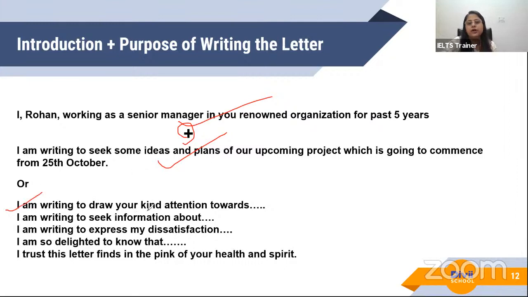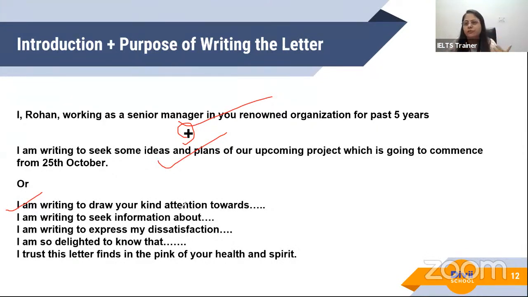I'm writing to draw your kind attention towards. You can immediately start writing. For example, you are writing to the secretary of the society. You can immediately start writing. I'm just writing to draw your kind attention towards increasing garbage issues and so forth. So you can just write actually what the problem you're facing.